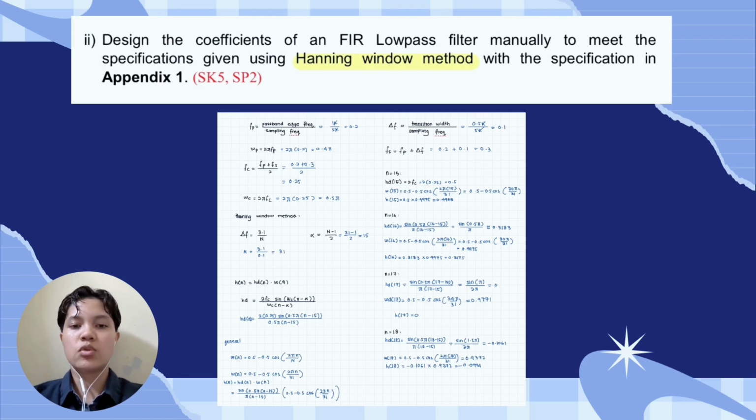To find the actual filter coefficient h[n], we multiply the ideal impulse response hd[n] with the Hanning window function w[n]. Here are the sample calculations starting from the center of symmetry.